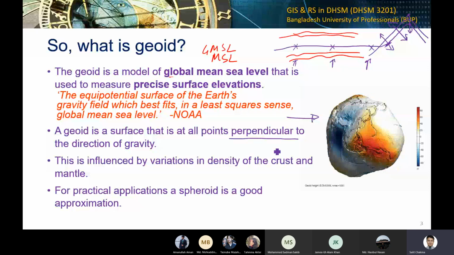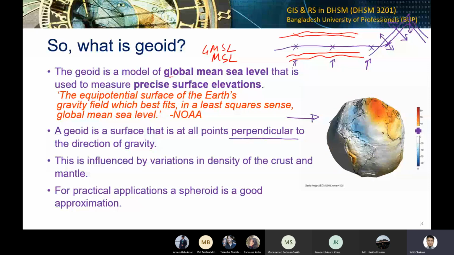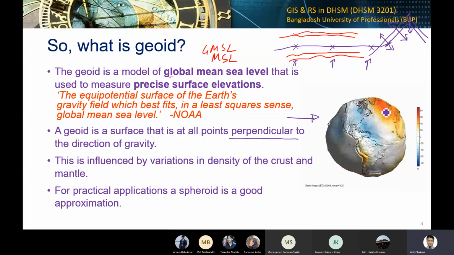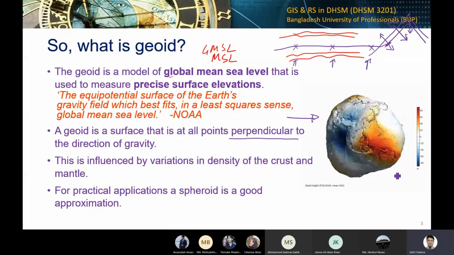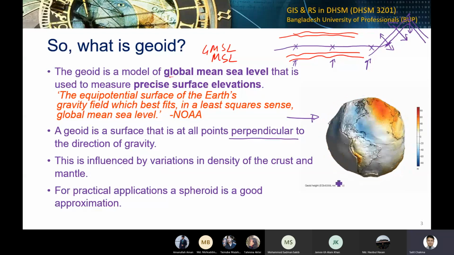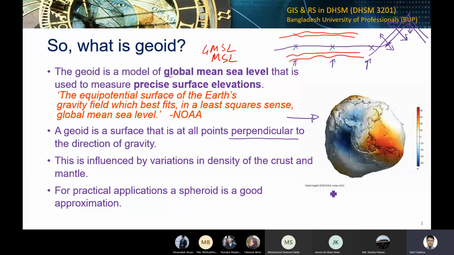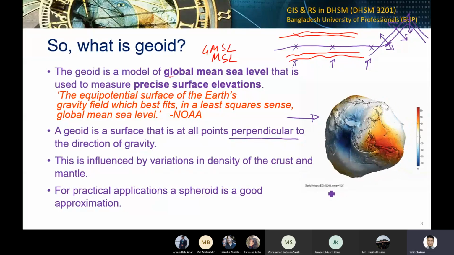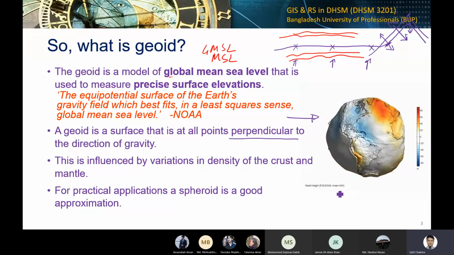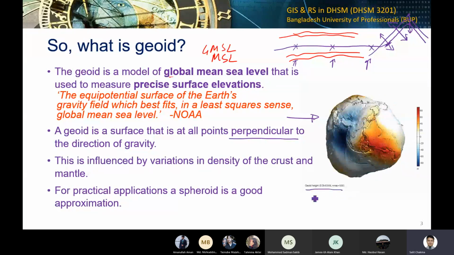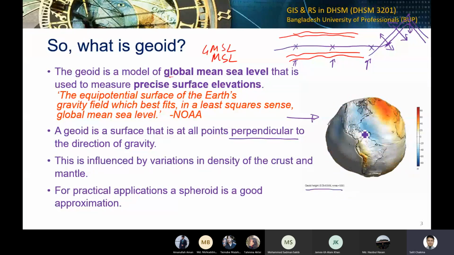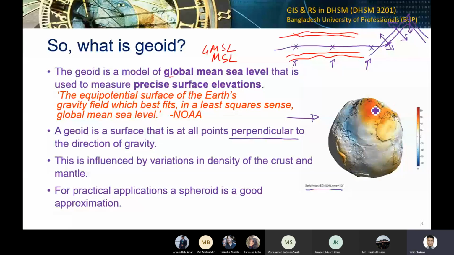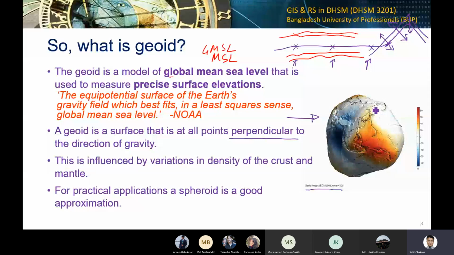the geoid, you will find the ocean is a little bit depressed, whereas different continents are elevated. This is how the geoid actually looks like, and this geoid is taken from an animation of 2008. All right, so this is the geoid height of 2008. So now you see that this geoid is not regular.